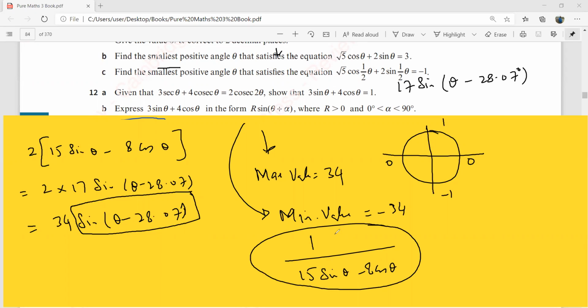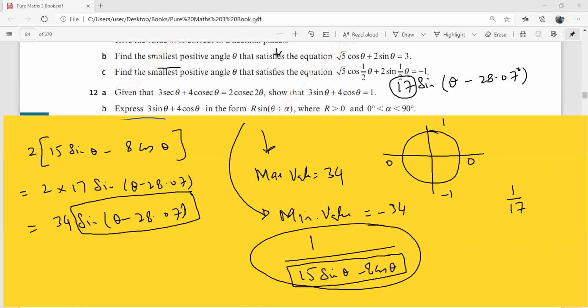Okay, so just see what can be the maximum value of this 15 sine theta minus 8 cos theta? That is this 17. I'm not asking for this one, beta. Yes, yes. That is going to be 17. So one extreme value is going to be 1 over 17. And then this can also be minus 17. This can also be minus 17.